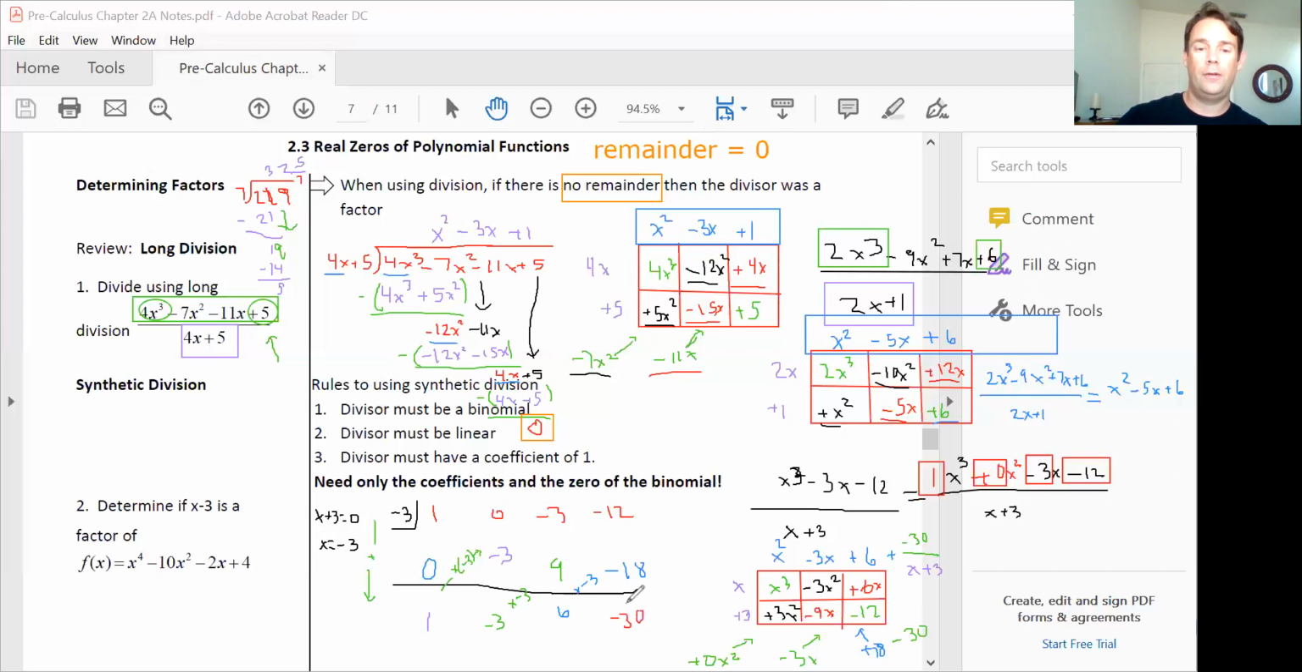In case you noticed, we have a 1, we have a negative 3, we have a positive 6, we have a negative 30. So if I started with a factor of x, and I'm dividing into an x cubed, that means I'm going to reduce it by 1. So I'm going from x cubed down to an x squared minus 3x plus 6 plus a negative 30 divided by x plus 3.